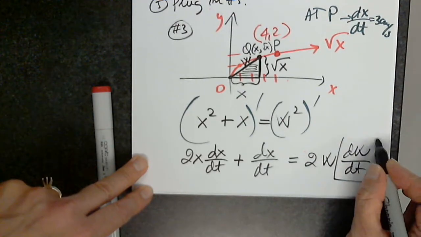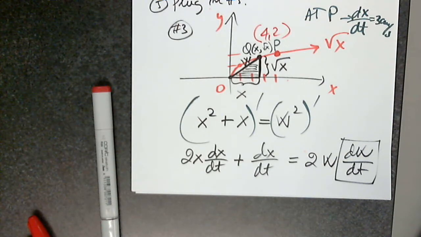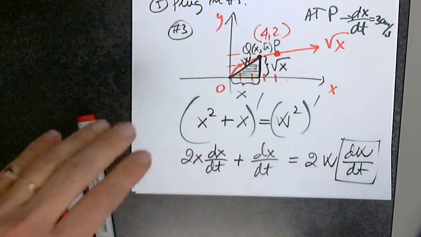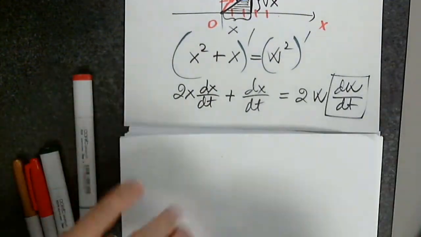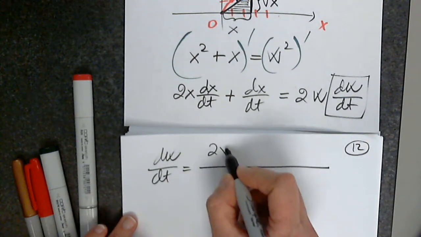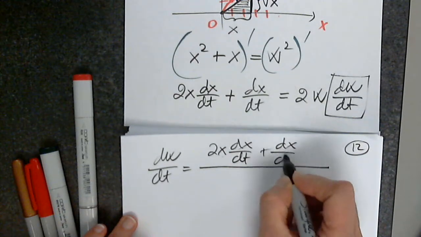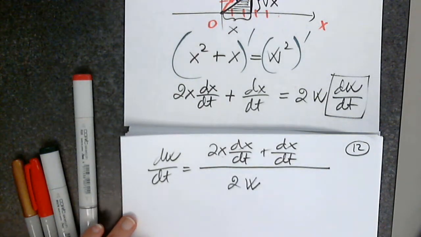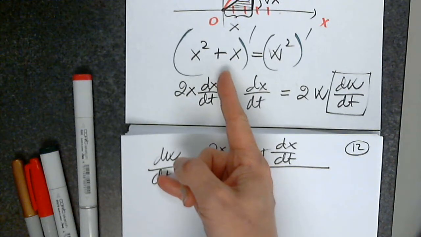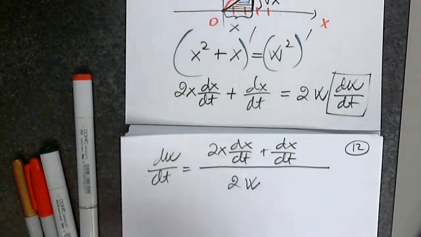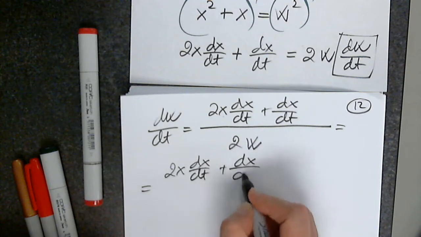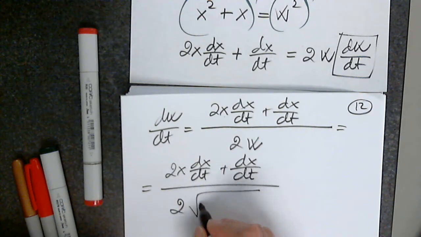This is what we are after. How fast is the distance changing when the particle passes through the given point? So let's solve for dw over dt. So dw over dt equals 2x dx over dt plus dx over dt, over 2w. Now I need to replace w by the square root of this, because I have w squared. And then I can plug in numbers. So 2x dx over dt plus dx over dt, over 2 times the square root of x squared plus x.